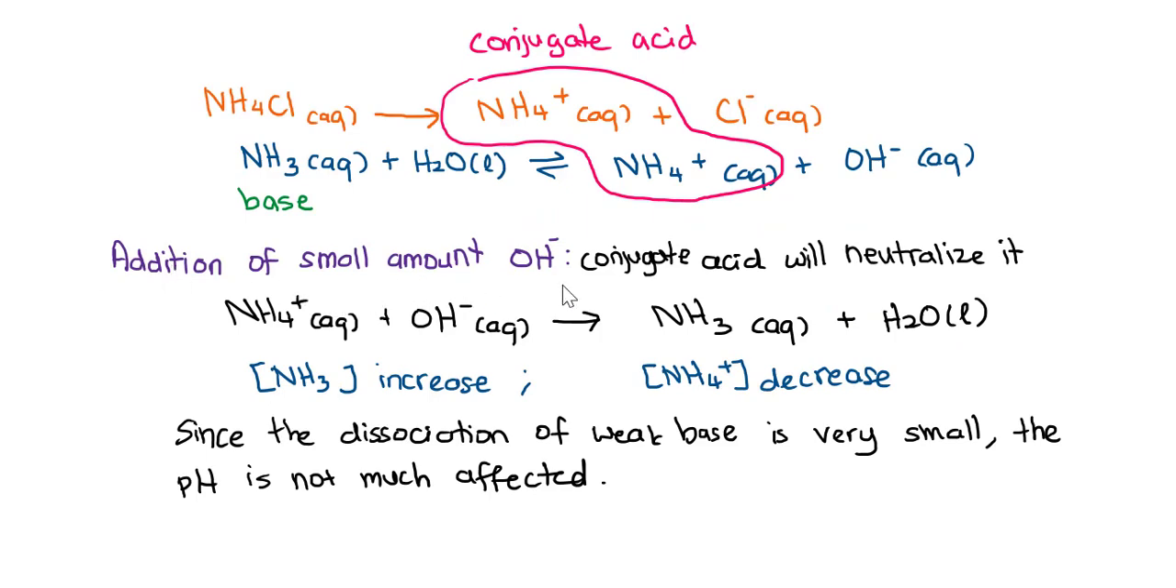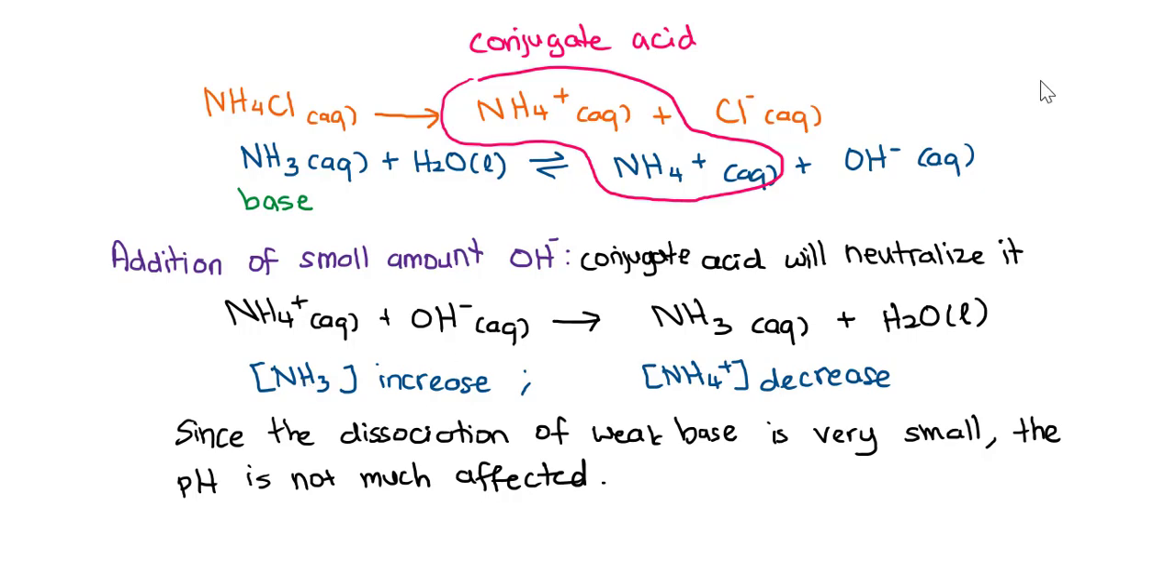When a small amount of a strong base is added, the conjugate acid will neutralize it. The conjugate acid will react with the base to form ammonia and water. Thus, the concentration of ammonia increases and the concentration of the ammonium ion decreases. Since the dissociation of a weak base, ammonia, is very small, the pH is not much affected.